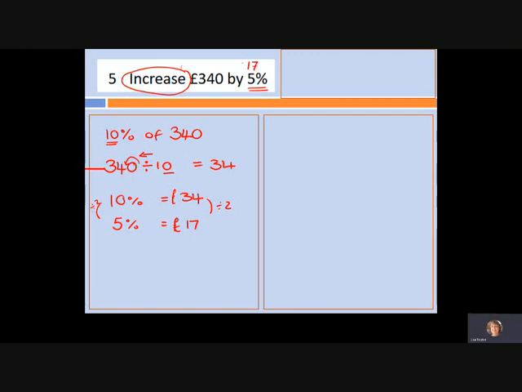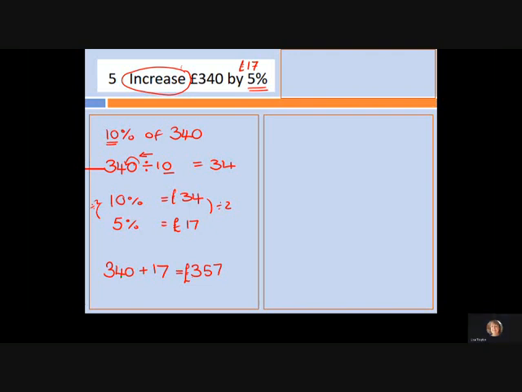And if you just put 17 pounds, you might pick up a mark, but you wouldn't get your full marks because you actually need to increase 340 by that amount. So we go back to the original 340, add the 17, make sure you show that in your exam, and that will give you £357.